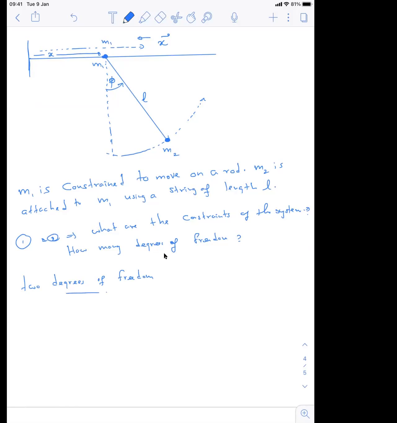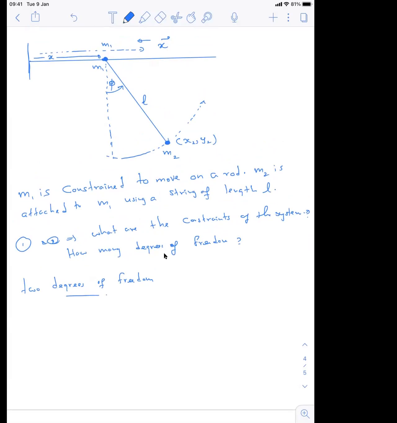Now, this mass M1 has only one coordinate, which is X. Now let me fix the mass M2 by 2 Cartesian coordinates X2 and Y2. Since this is moving on the plane, you can fix this by X2 and Y2. So then you can write the kinetic energy of mass M1 and M2 of the system as half M1 x dot squared plus half M2 times x2 dot squared plus y2 dot squared. Right? So this is how normally one would write the kinetic energy.